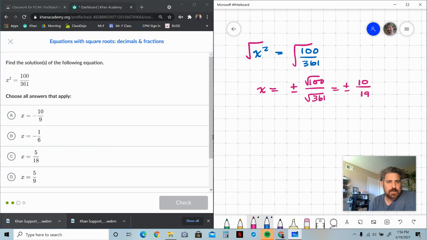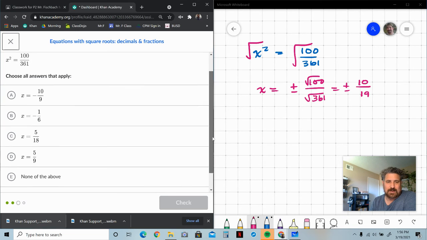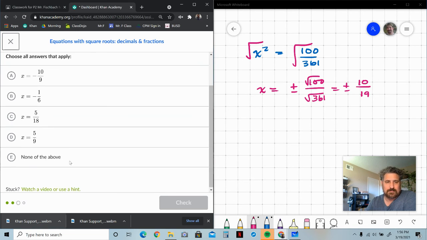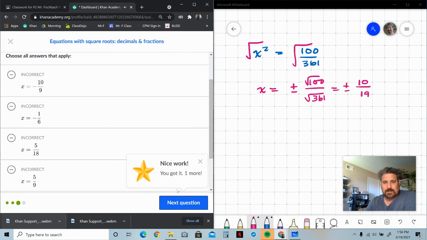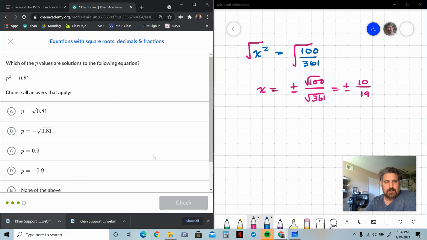So it says here, choose all the answers that apply. Well, 10/9 is not 10/19. 1/6 is not 10/19. 5/18 is not 10/19. And 5/9 is not 10/19. None of these are 10/19. So I think it's one of those ones where it's a none of the above again. So yeah, they're trying to trick you. All right, this one.